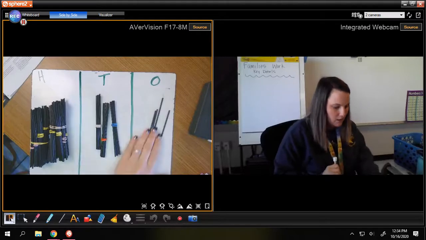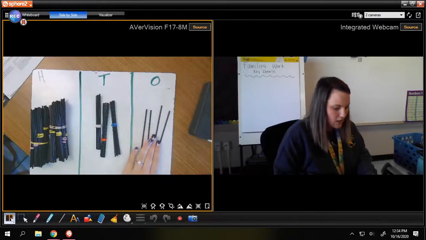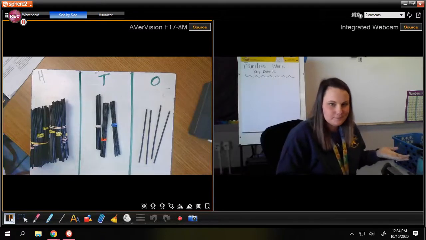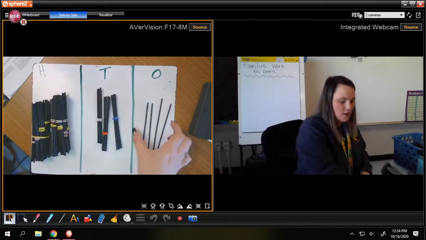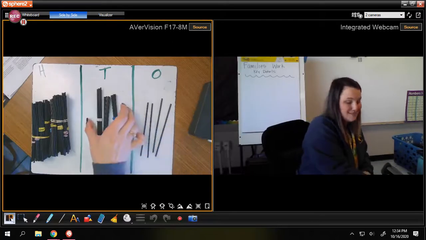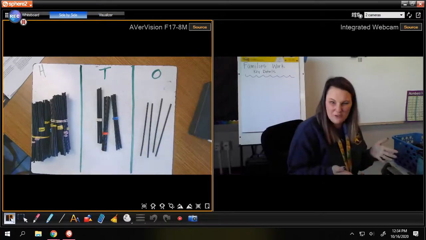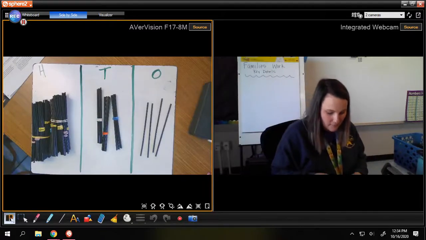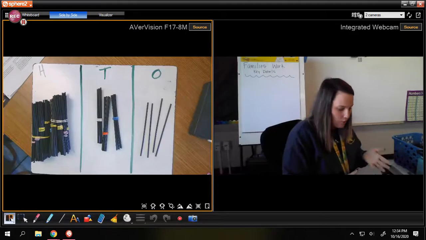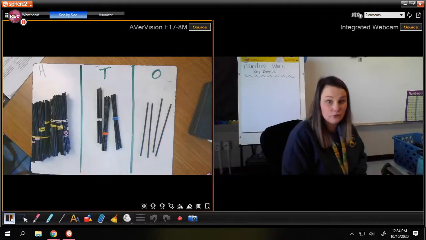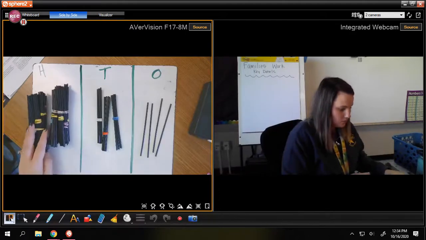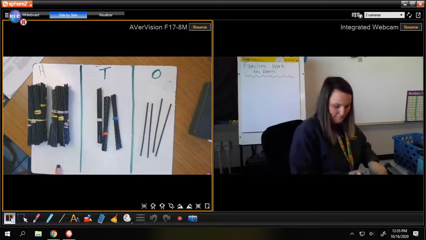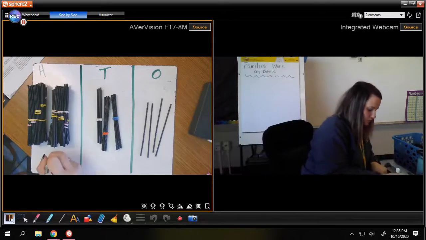So looking at these numbers from what we learned yesterday, can we bundle any of these groups? Remember, when we bundle, it's when we have a group of 10 ones, 10 tens. Can we bundle any of them? You said no. You are correct. So now, I want to know how many do we have in each unit. So, let's start with the first unit. How many hundreds do we have? We have 200.